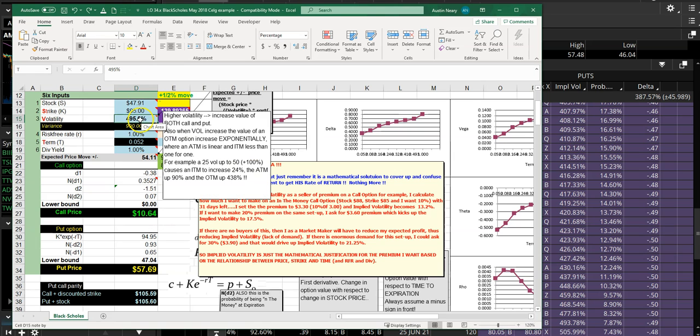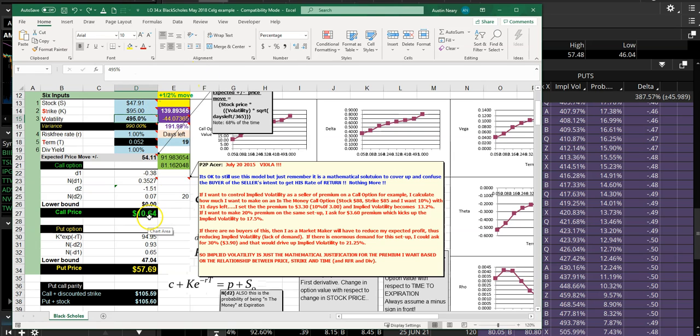So that's the upside. If implied volatility goes through the roof, you make money. If the stock price meets or exceeds the strike price before the expiration date, you make more money. All right, so that's one way to make money.